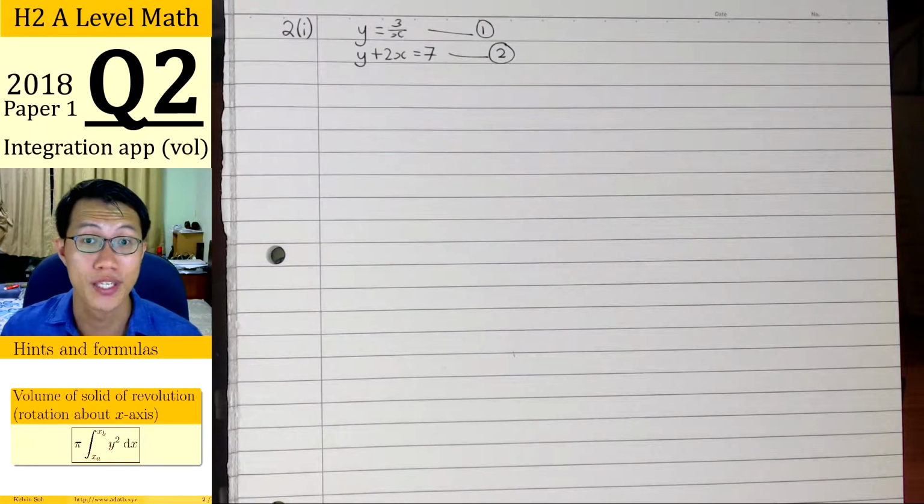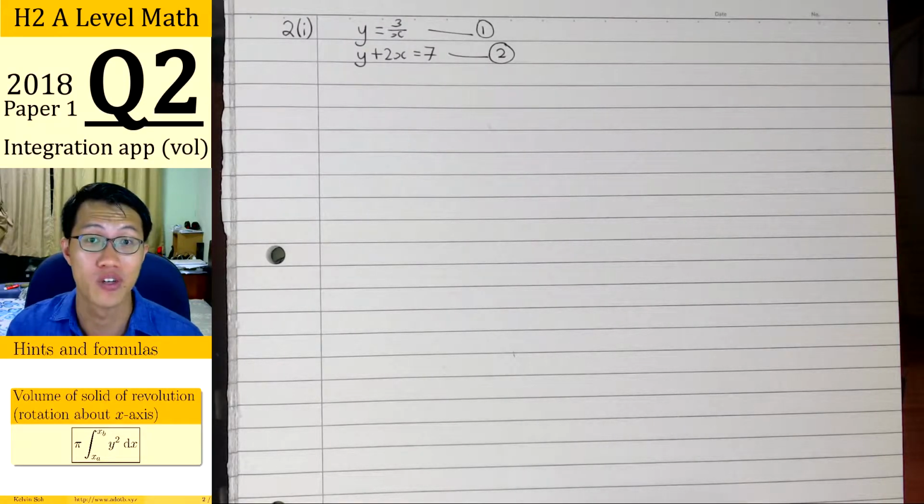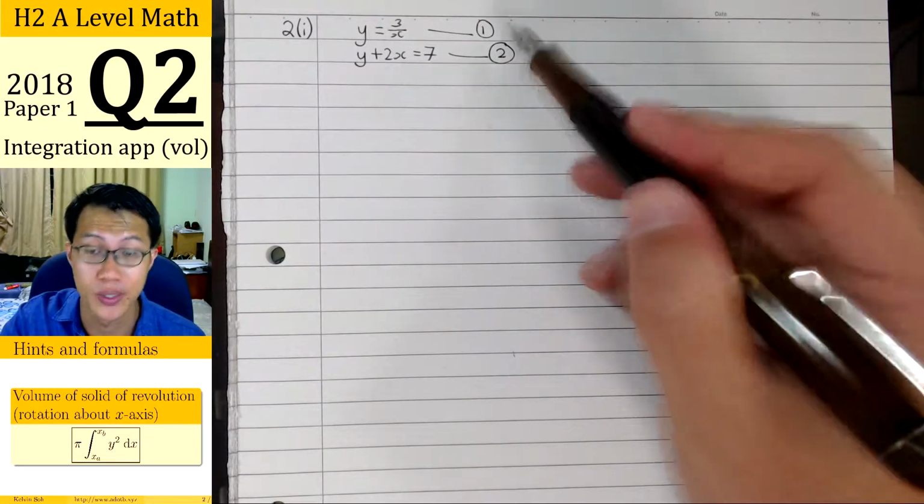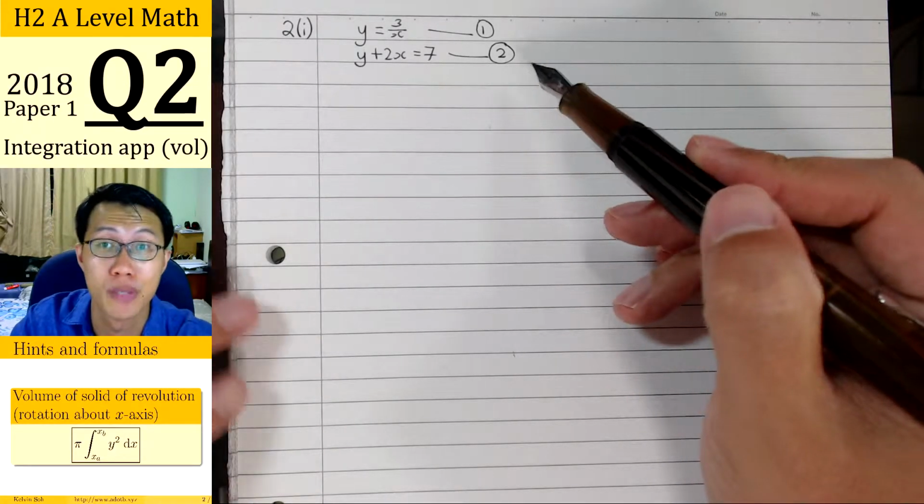For part 1 of question 2, we are asked for the x-coordinates of the points of intersection between the line and the curve. We do that by solving a pair of simultaneous equations. So let's try it out. Here we have the two equations, the equation of the curve, equation 1, and the equation of the line. We'll use the substitution method.